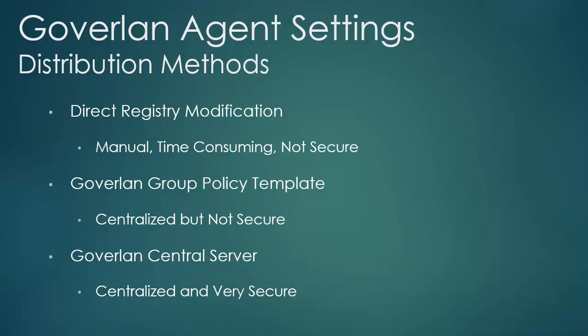The third way you can distribute the settings is using the Goverlan Central Server. This is a free component that you can add to your Goverlan setup that allows you to distribute agent settings to the workstations in a very secure manner. It's also, again, very centralized, so you can control everything from one user interface.